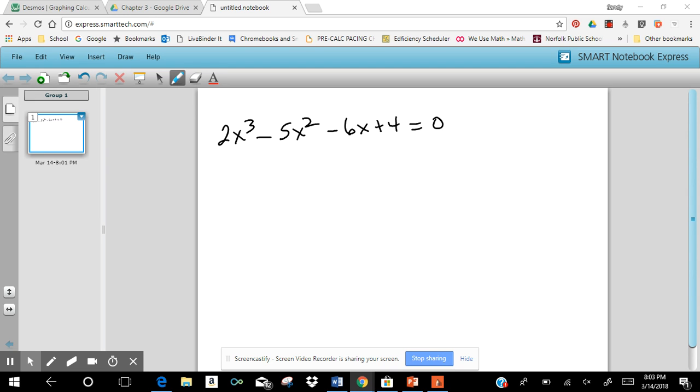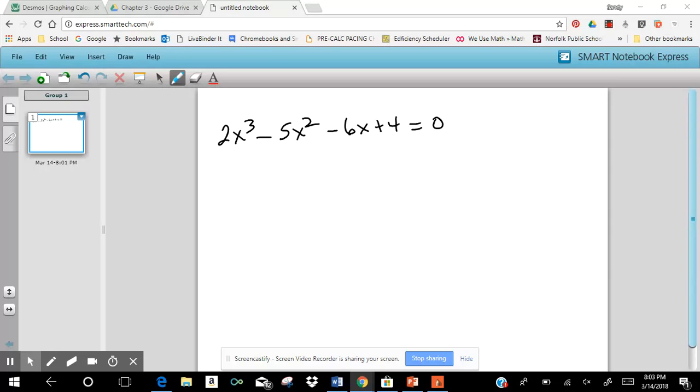Okay, we're going to find all the possible rational zeros to the following polynomial function: 2x cubed minus 5x squared minus 6x plus 4 equals 0. So the first thing that I'm going to do is use the rational zero theorem to list all the possible rational zeros.